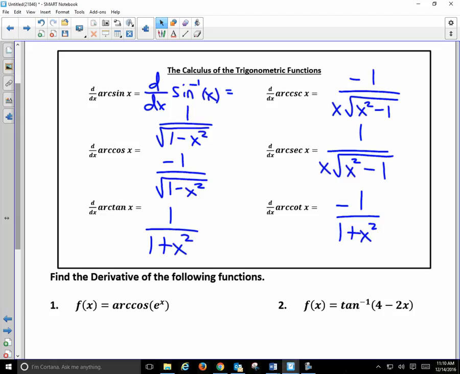So arc sine is the same thing as sine inverse, just like arc cosine is the same thing as cosine inverse. So these are the derivatives. And I would say that these are the three that you really want to focus on. If you can memorize those three, then you know the other three. So you really don't have to memorize 6, you just have to memorize 3.